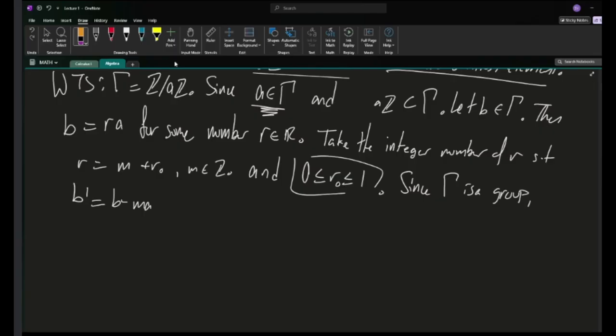And we know this element to also exist in gamma. B prime is also in gamma. Let me clarify this a little more. We know MA is in gamma, and B prime is also in gamma because we're dealing with something over Rn, kind of like a vector space.